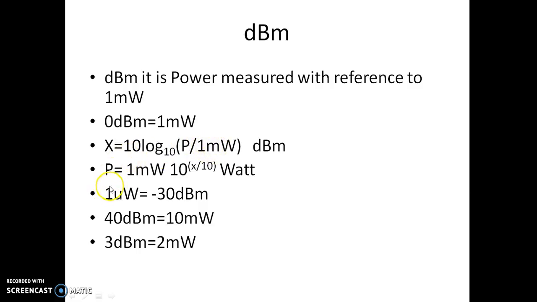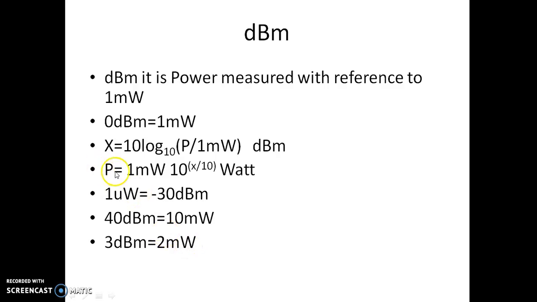So we will take an example. Supposing that you have 1 microwatt of power. So 1 microwatt of power will be written as minus 30 dBm. Similarly, 40 dBm corresponds to 10 watt. Similarly, 3 dBm corresponds to 2 milliwatt.